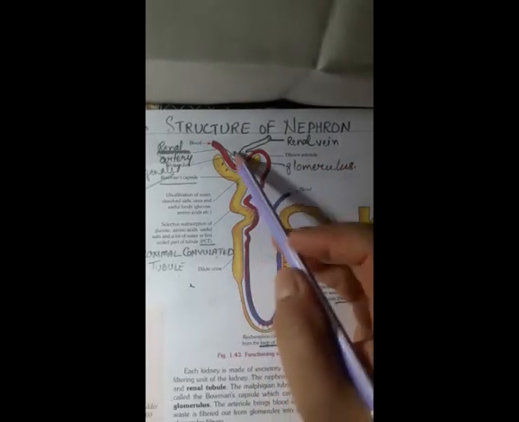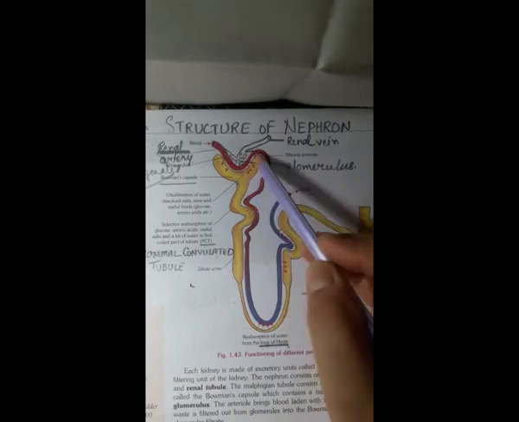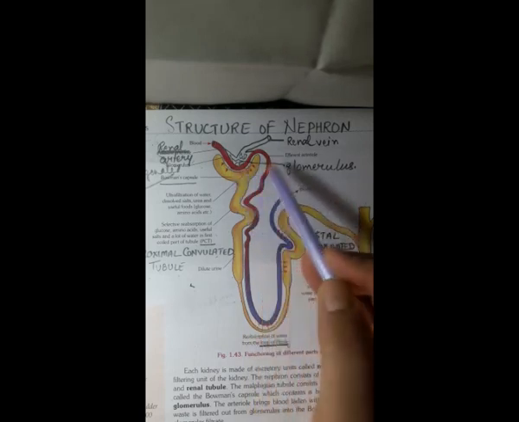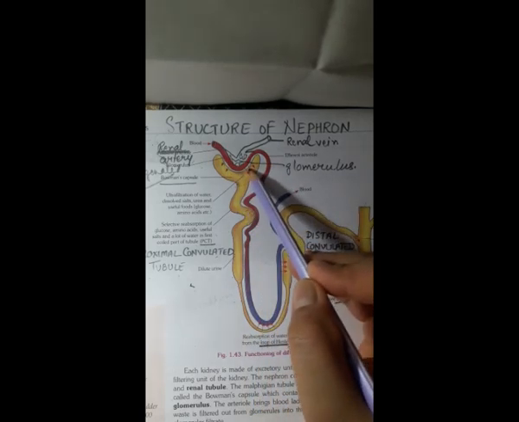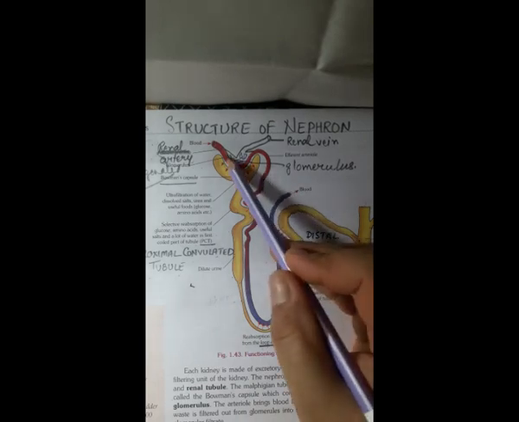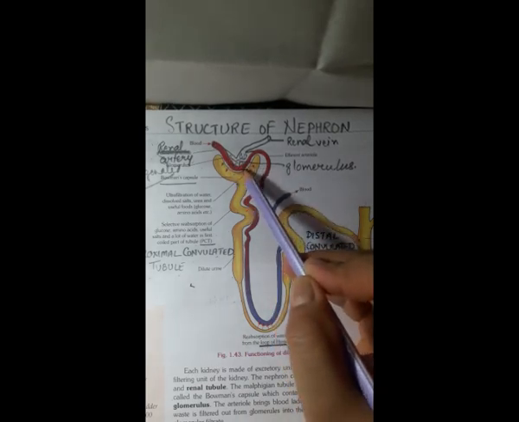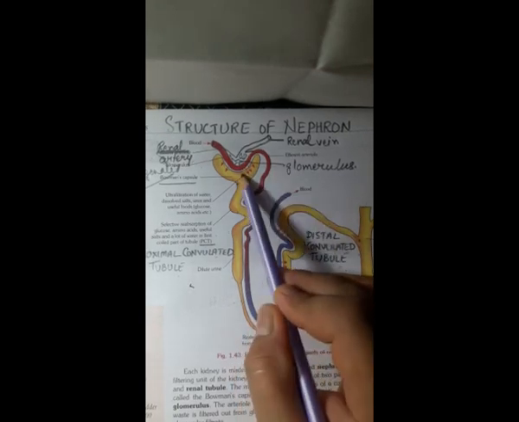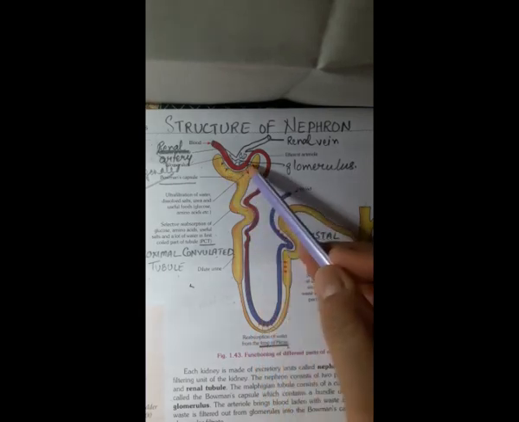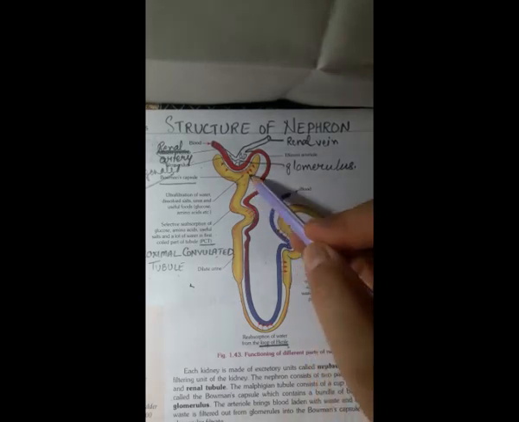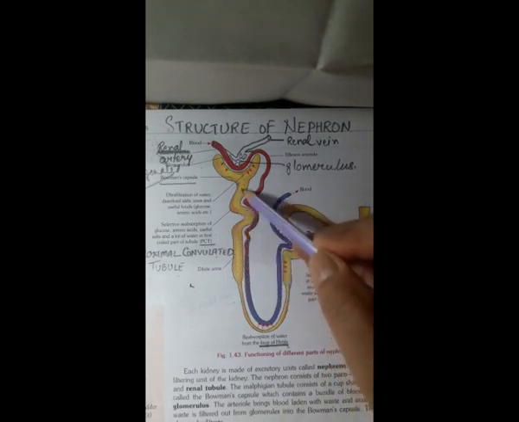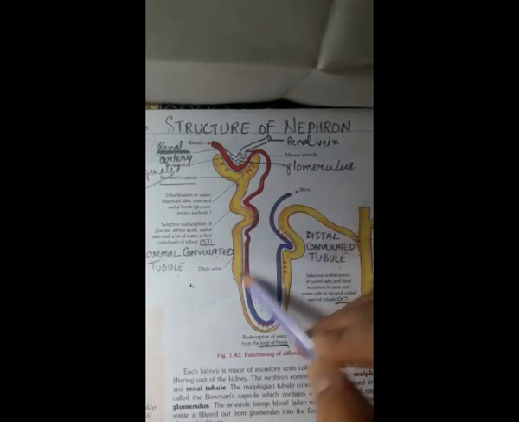From glomerulus, the first ultrafiltration of waste materials occurs. These membranes are very thin. From these thin membranes of this arteriole, a large quantity of water, dissolved salts, urea, glucose and amino acids, all these materials come downside into this Bowman's capsule. From this Bowman's capsule, they are taken into the proximal convoluted tubule, the first part of this tube-like structure.